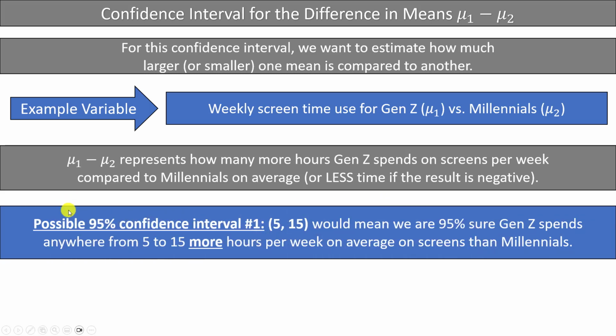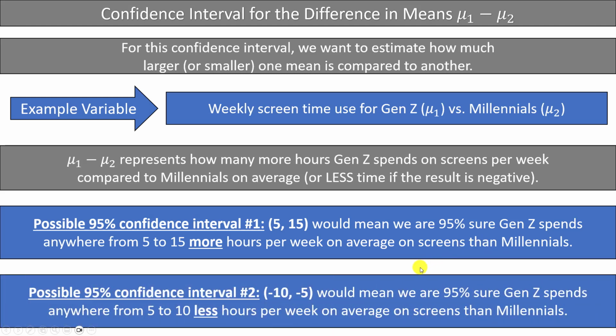Here's an example of a possible 95% confidence interval. Maybe your confidence interval ranges from 5 to 15. Remember that the values in the confidence interval are going to represent our estimate for the difference in means. So this confidence interval would mean that we are 95% sure that Gen Z spends anywhere from 5 to 15 more hours per week, because we have positive numbers, on average on screens than millennials.